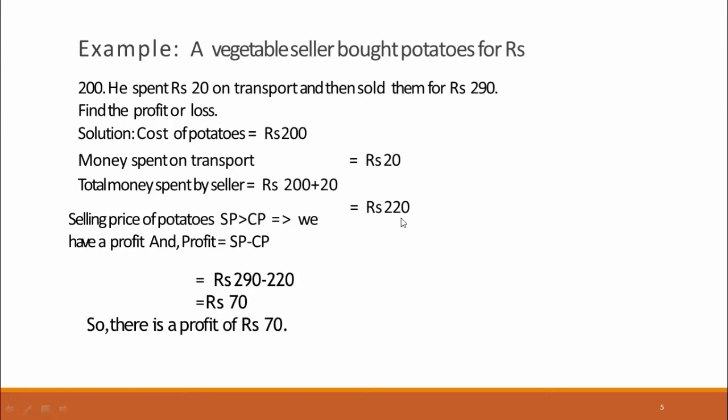Now the selling price of the potatoes is 290, which is greater than the cost price. So we have a profit, and profit can be found by selling price minus cost price. The selling price is 290 and the cost price is 220. 290 minus 220 is equal to 70. So there is a profit of 70 rupees.